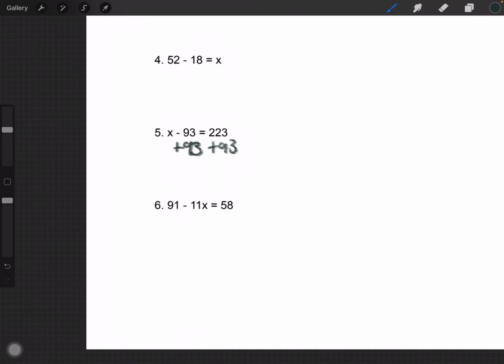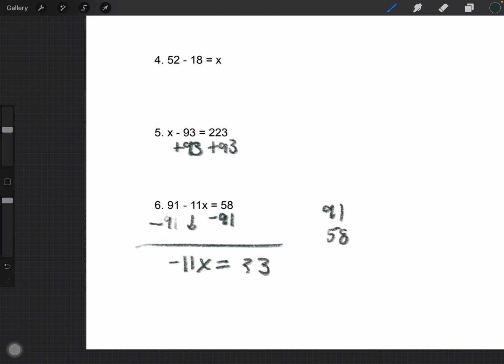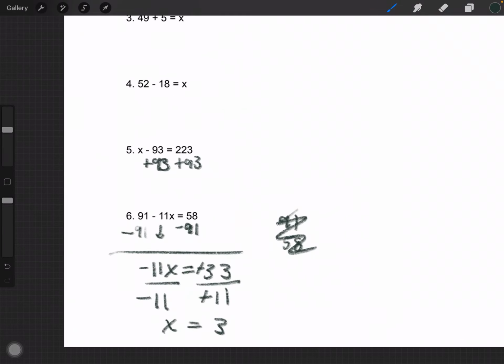The first one would be minusing 91 from both sides. So we move this down. Negative 11x would equal 91 minus 58, which would give us negative 33. Then we have to use an inverse operation on this. Now x is equal to 3. Negative 33 divided by 11 is equal to 3, because the negatives cancel out.